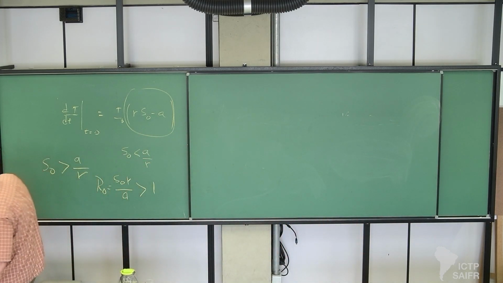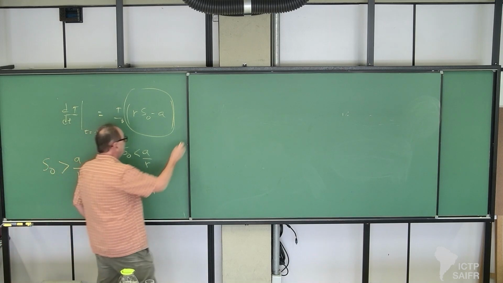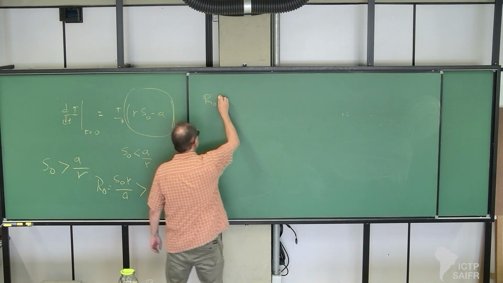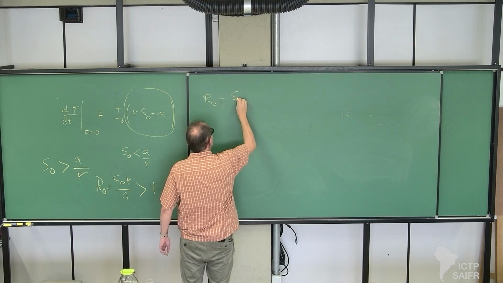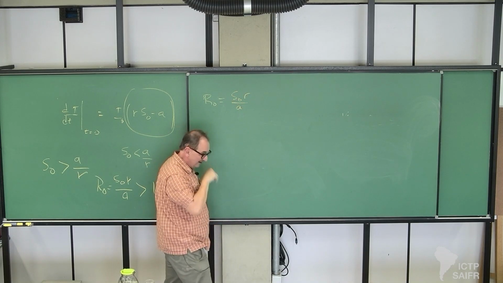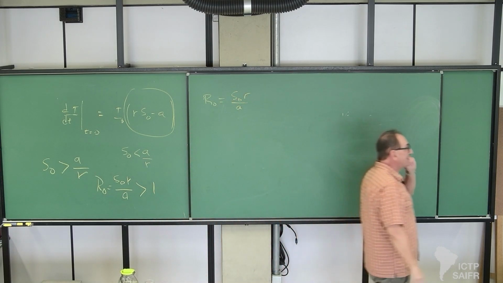So first, some simplifications. We defined R0 in this context equal to S0 R over A. So this has to be bigger than 1.